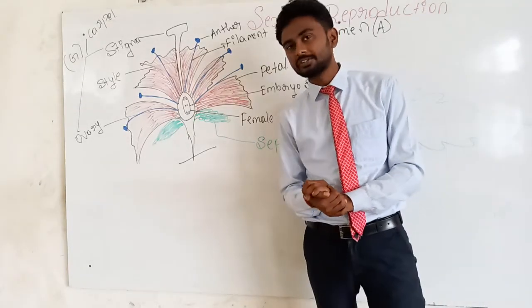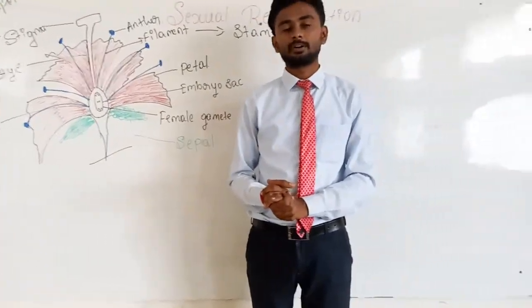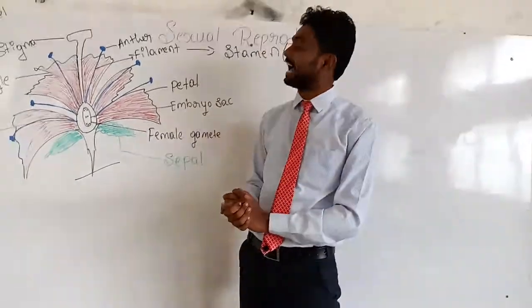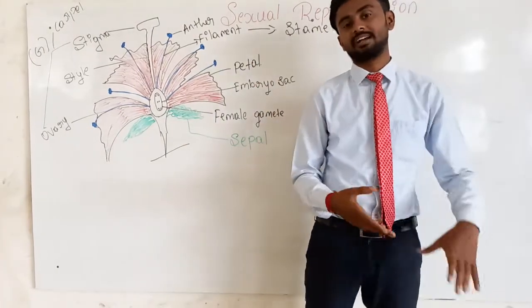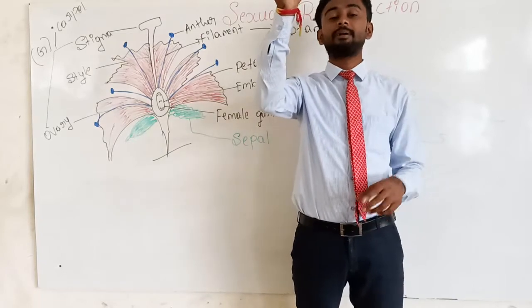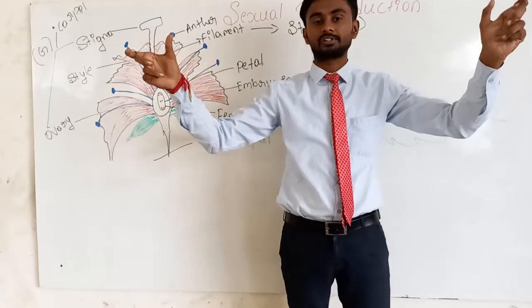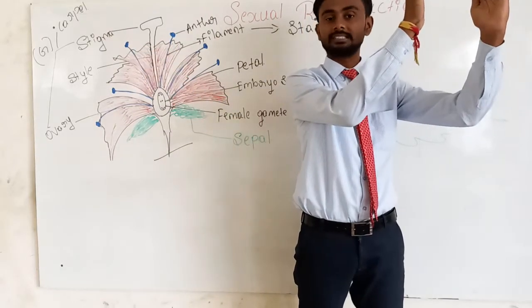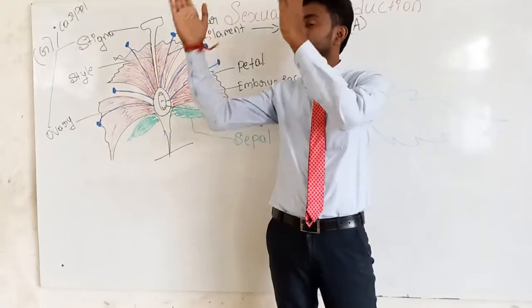Now see, sexual reproduction. Sexual reproduction is also very important in the reproduction process. First of all, what do you mean by sexual reproduction? We already know reproduction can be divided into two types. One is asexual reproduction and the other one is what? Sexual reproduction. We already understand asexual reproduction, and now we will look at sexual reproduction.